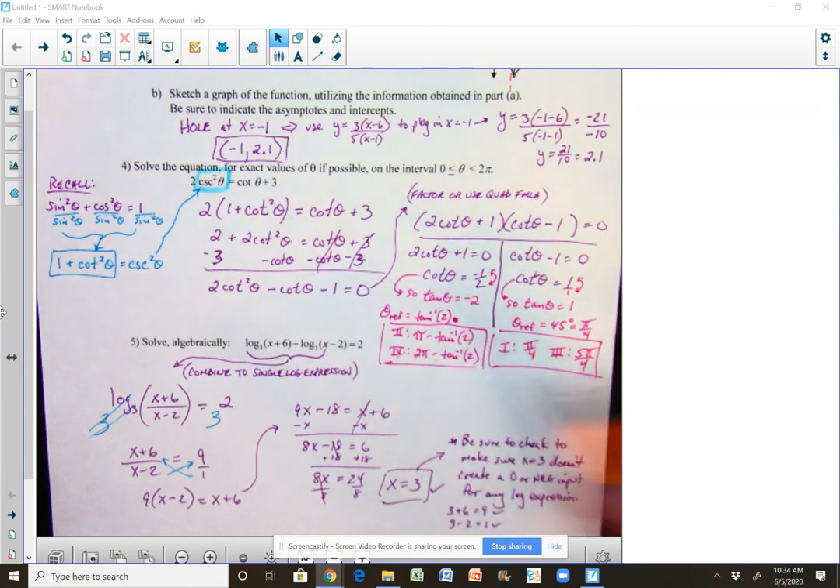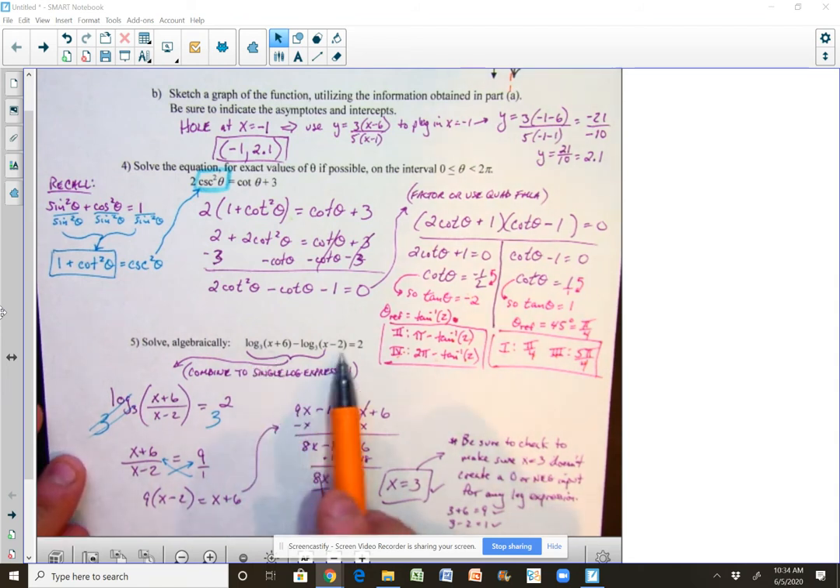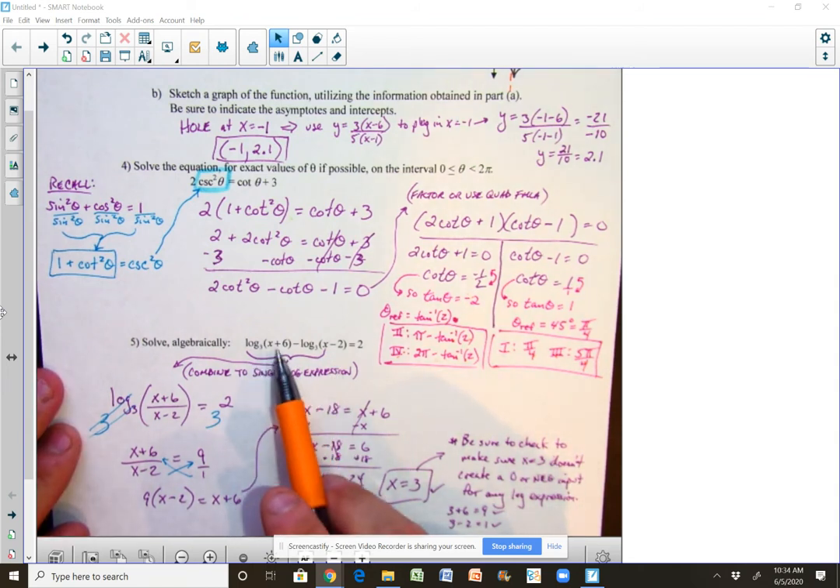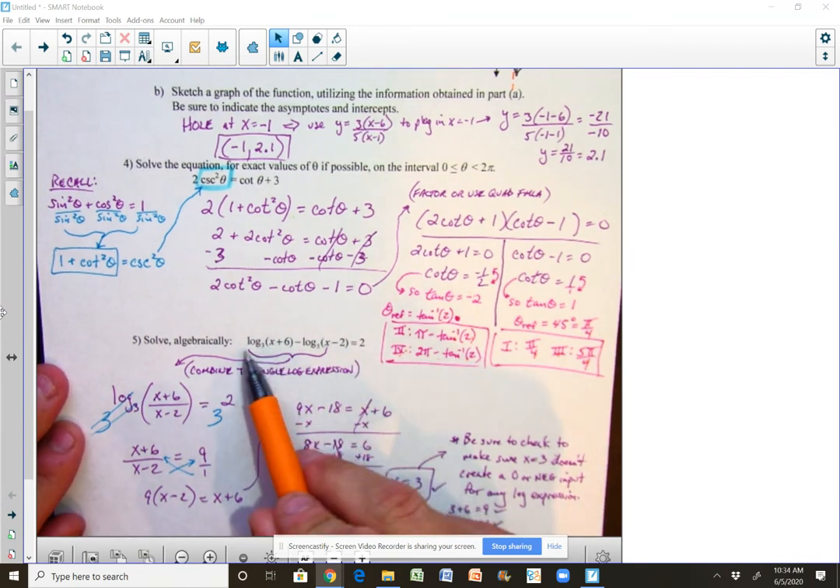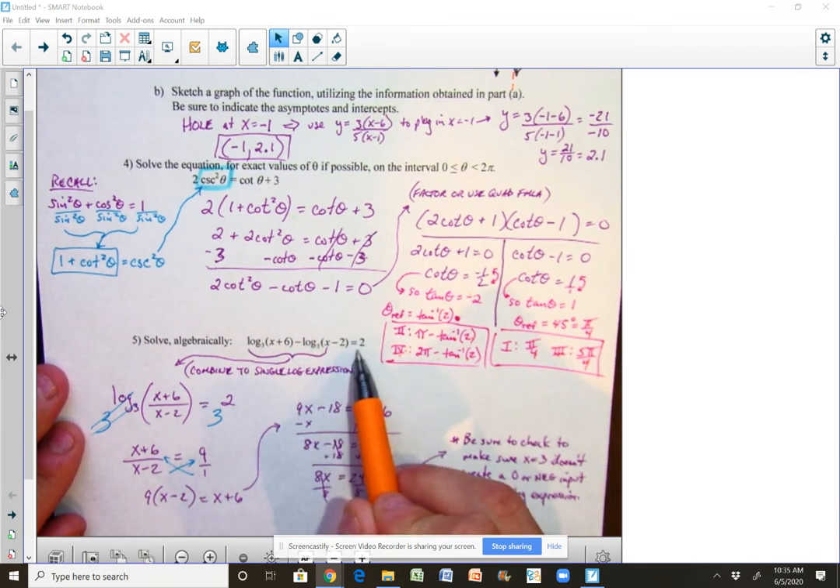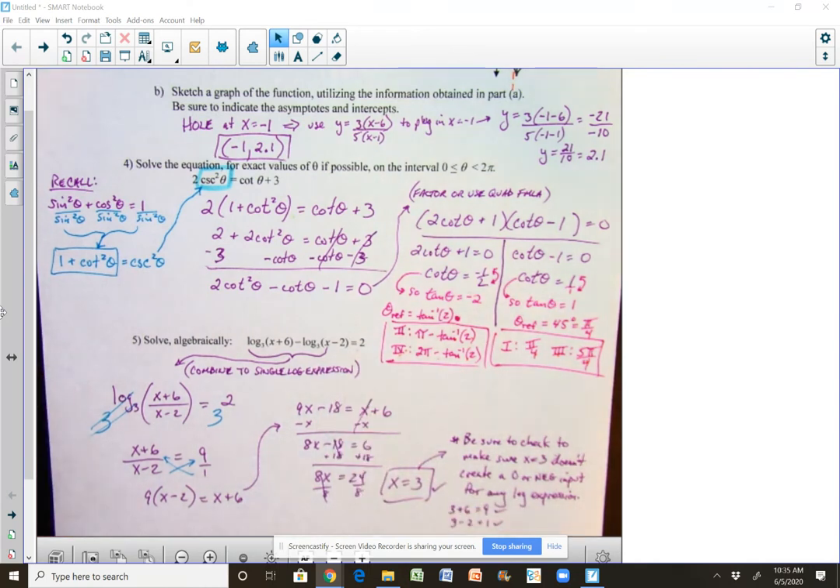Okay. Then on the bottom one, we have a log equation. So you can't solve multiple log expressions on one side of an equation to begin with. So you have to combine these into a single log expression. So when you have subtraction of 2 logs, that's like combining into one big quotient under that same log base. So this reduces from here.